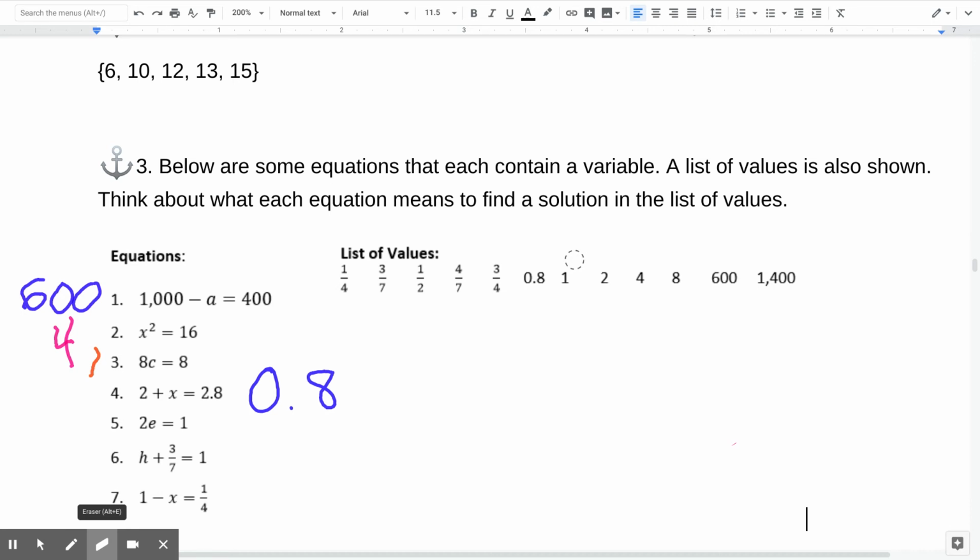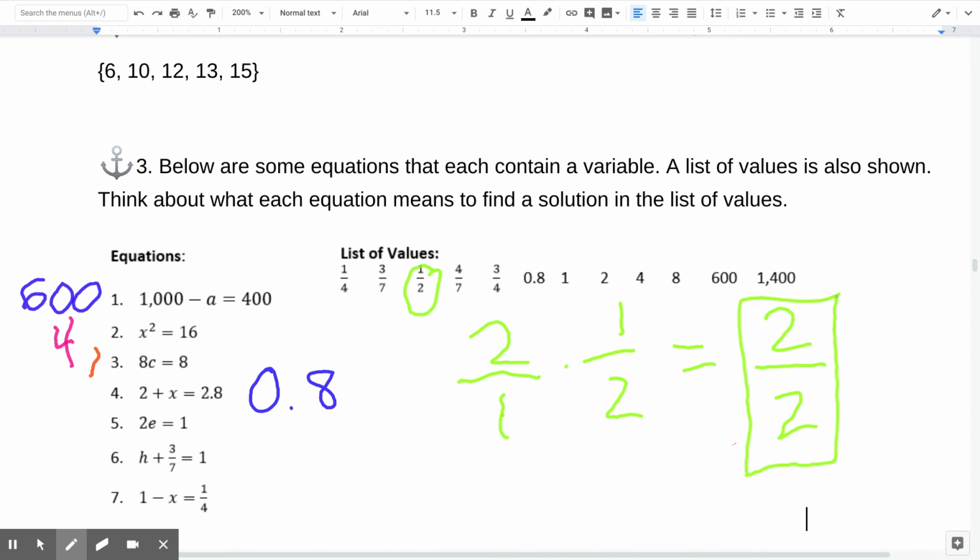2e equals 1. 2 times e equals 1. If I'm wanting to do that, I can use my number sense to figure out that I would need to multiply 2 times 1/2 to get 1. I could also remember that 2 and 1/2 are what are called reciprocals, which means that when we multiply them together, we always get 1. We get 2 over 2, which is one of those giant ones.